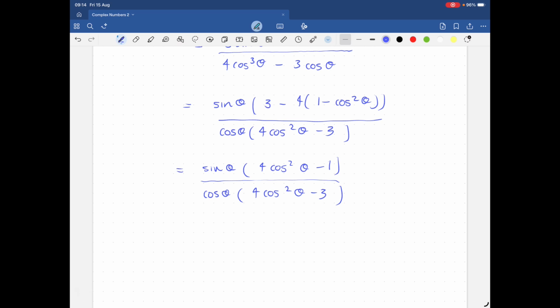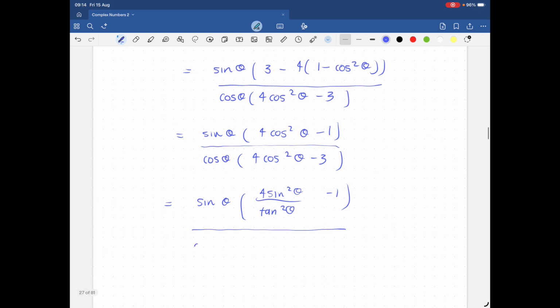Now, we know that sine or cos of theta, we're trying to get tans involved here. So we know cos of theta is sine of theta over tan of theta. So we can say this is sine of theta over 4 sine squared theta over tan squared theta minus 1, all over cos theta, 4 sine squared theta over tan squared theta minus 3.